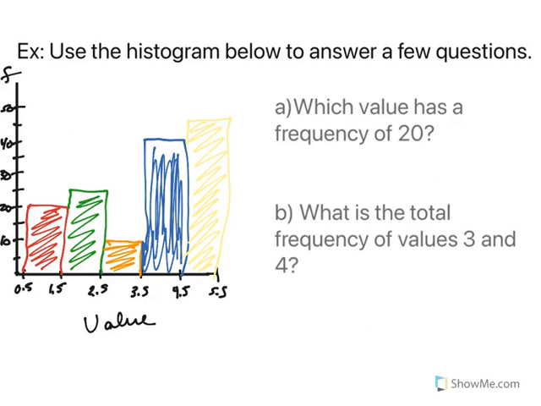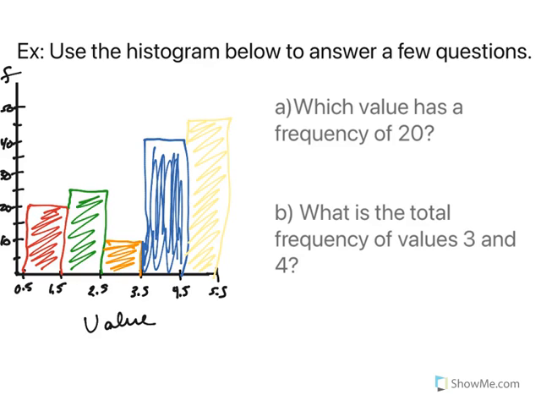We have a new histogram, just basic values. From 0.5 to 1.5, we have 20. From 1.5 to 2.5, we have 25. From 2.5 to 3.5, we have 10. From 3.5 to 4.5, we have 40. And then 4.5 to 5.5, we have 45.